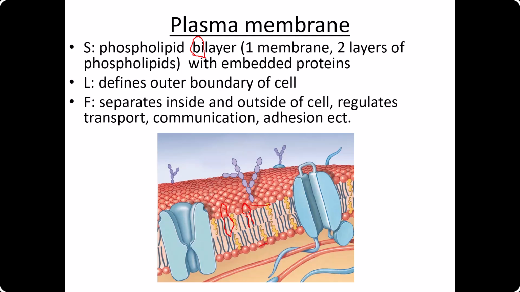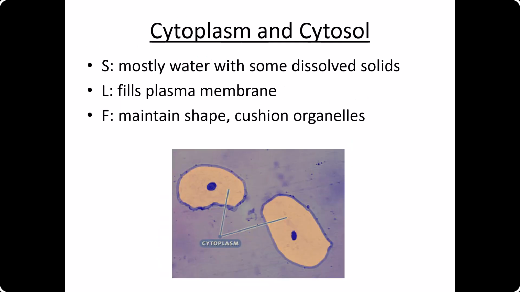This defines the outer boundary of the cell, and it might seem like not an important function, but it's super important. It separates the inside of the cell from the outside of the cell. It regulates cell transport, communication, adhesion, and we'll talk about more of these functions in chapter 5 as well.